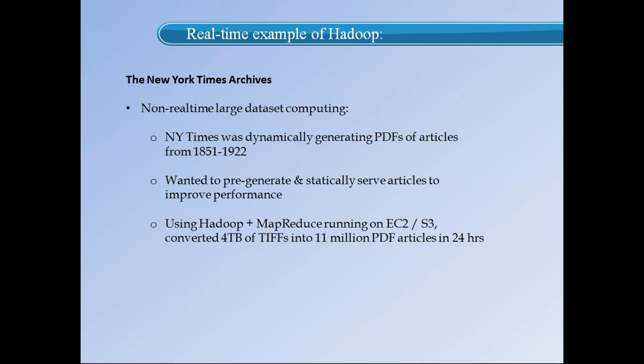They used Hadoop plus MapReduce, which is a framework of Hadoop, running on EC2 and S3. EC2 is the AWS instance; we can say we can purchase a node or machine from AWS, which is EC2. S3 is object storage where they stored their data. They converted 4 terabytes of TIFF images into 11 million PDF articles in 24 hours with the help of Hadoop. This is the best example in the market. You can also Google it and read in detail what they did and how they did it. Let's come to the next slide.